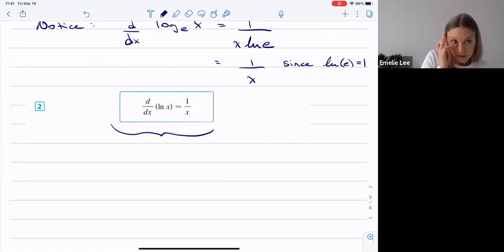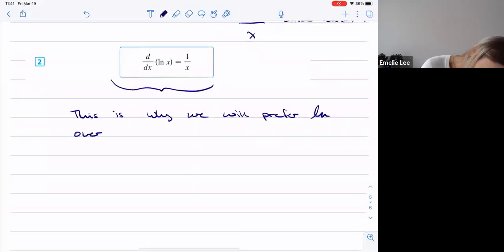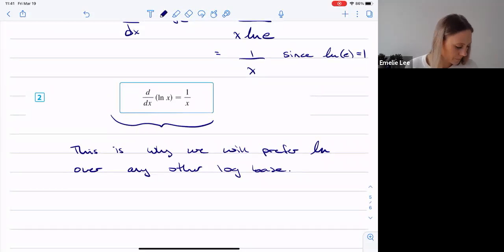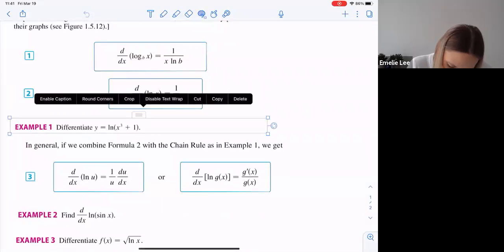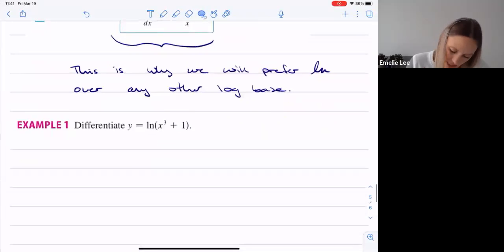So this is the reason that we prefer ln over any other log base, just because it has that nice property that 1 over x is the derivative. Okay. Let's do an example. Example 1.